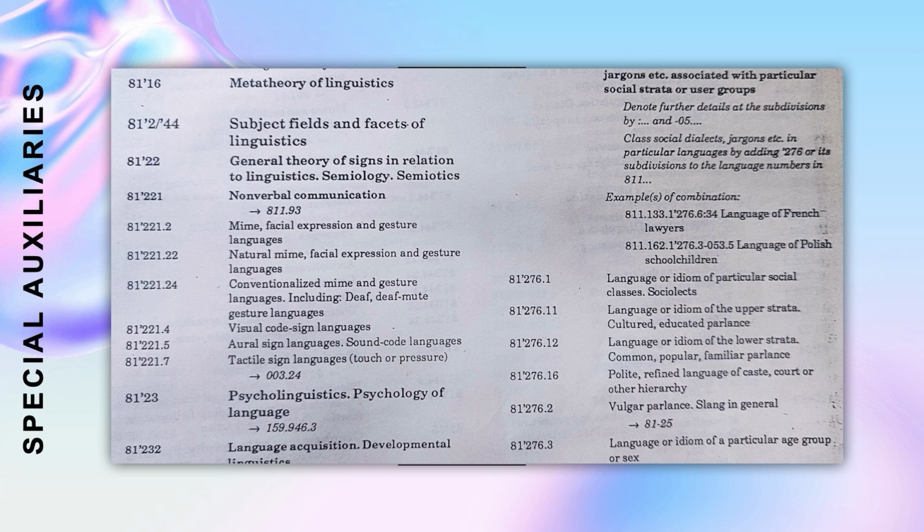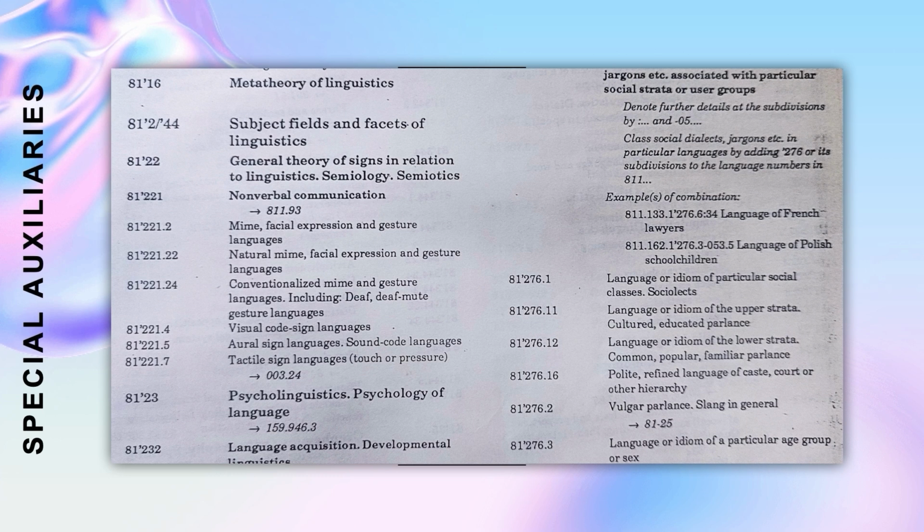You see 81'22 for general theory of sign in relation to linguistics, semiology, semiotics. 81'221 non-verbal communication. 81'221.2 mime, facial expression, gesture, etc. 81'221.22 natural mime, etc. And in this way 81'23, that is psycholinguistics, psychology of language. Okay, and 81'232 language acquisition, developmental linguistics, etc.